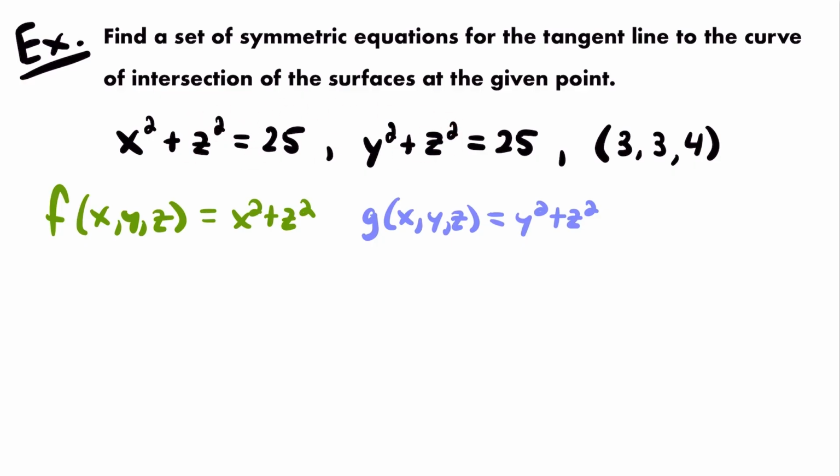And so we do want to find those, but how are they going to be helpful? What would the gradient of f and the gradient of g allow us to do? Well, remember that the gradient vectors would represent normal vectors at a point on a surface, and so you could find the normal vector for each of these two surfaces at this point, and a normal vector at a point would be perpendicular to a tangent vector at that point, right?